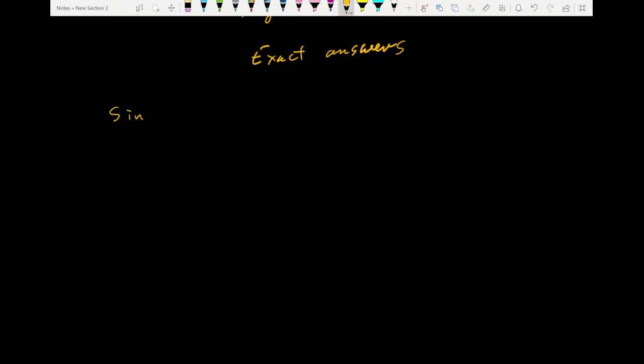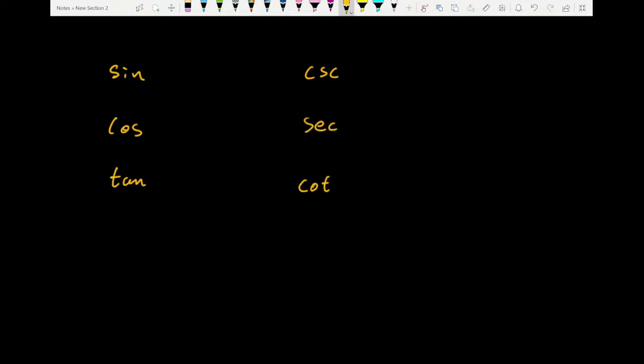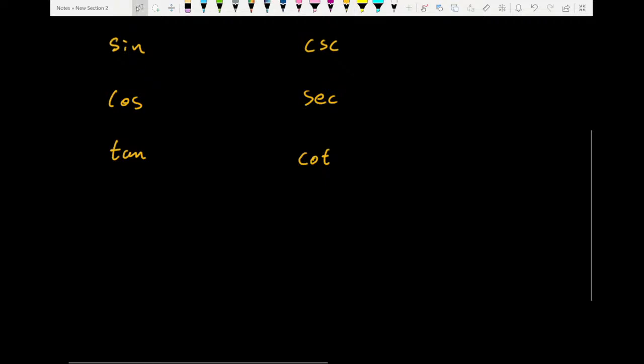So let's talk about the six trig functions. Sine, cosine, tangent, and then the reciprocals of them would be cosecant, secant, cotangent. So what we're going to do is we're going to use this: SOHCAHTOA.